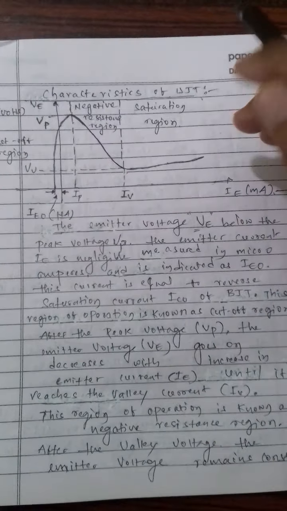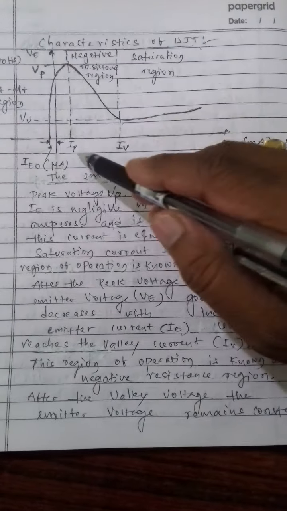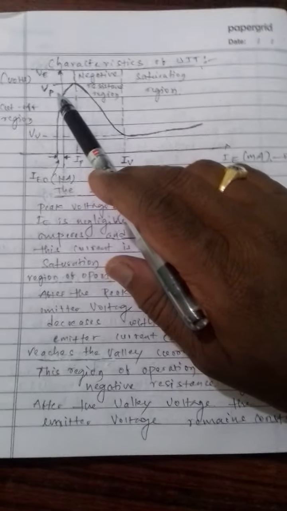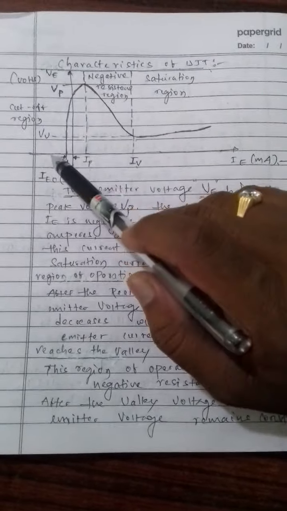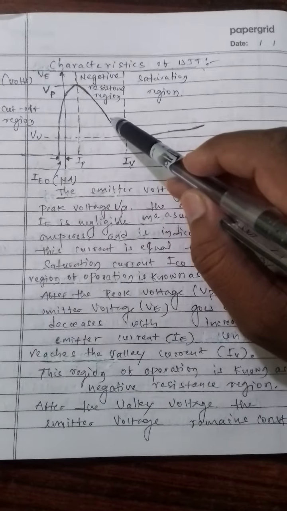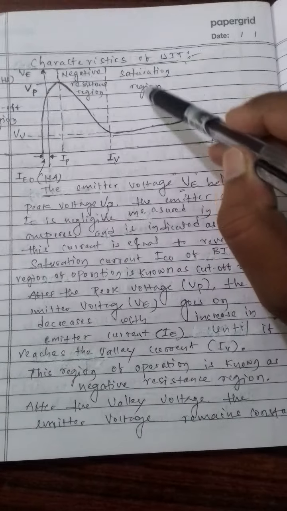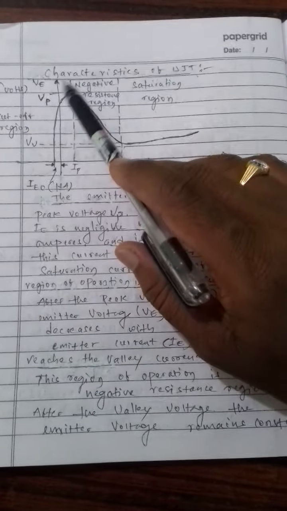Characteristics of UJT. Here we have the peak current, the valley current, the valley voltage and the peak voltage. This is the negative resistance region, this one is the saturation region, and here it is the cutoff region.